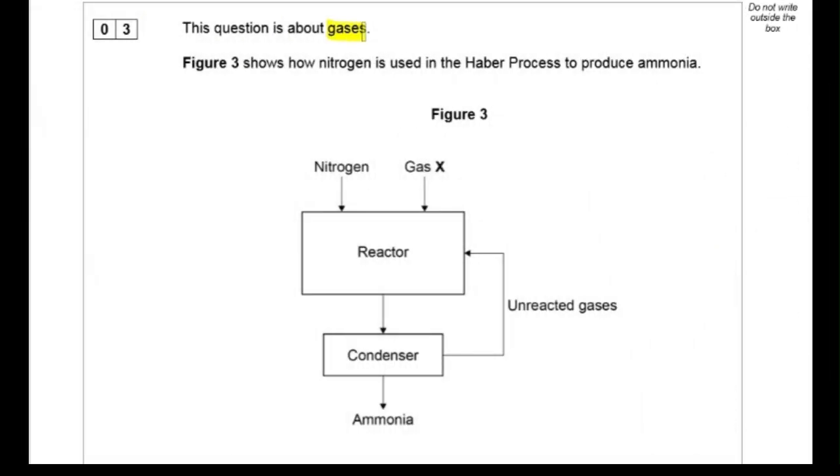Question 3. This question is about gases. Figure 3 shows how nitrogen is used in the Haber process to produce ammonia. You've got figure 3 here. You've got some nitrogen and gas X going into a reactor. You've got a condenser and you've got some ammonia coming out the other end. You've got some unreacted gases being recycled.